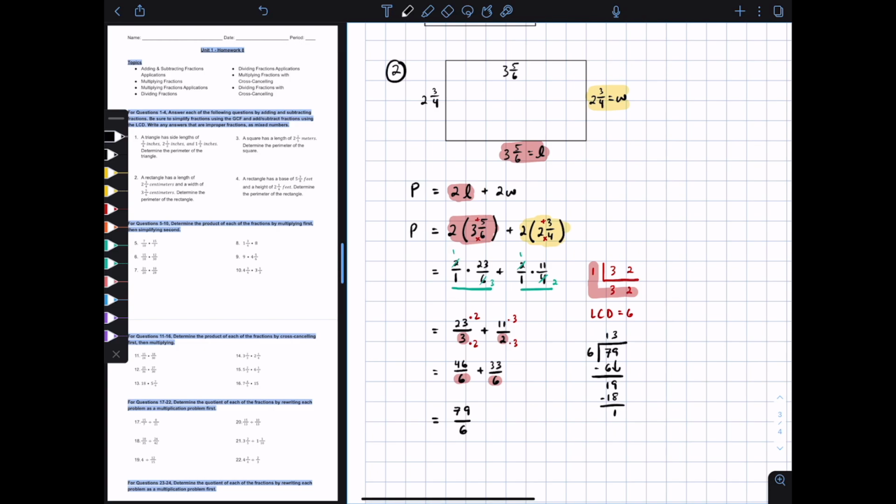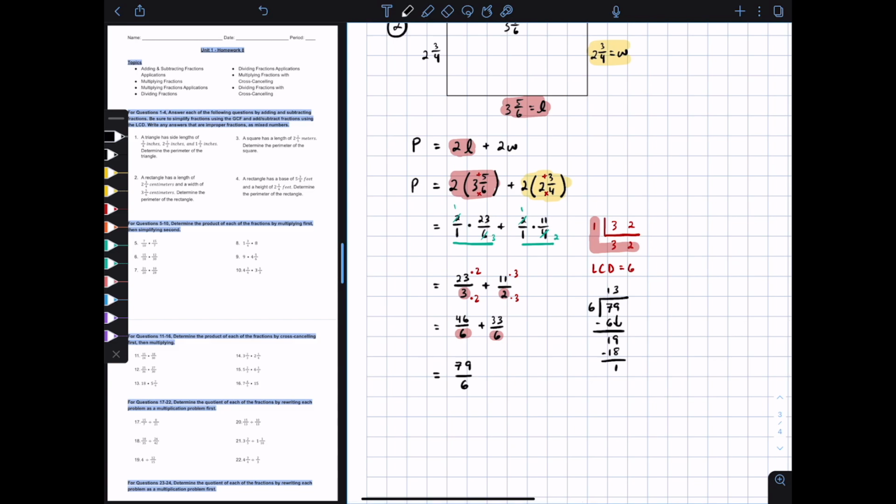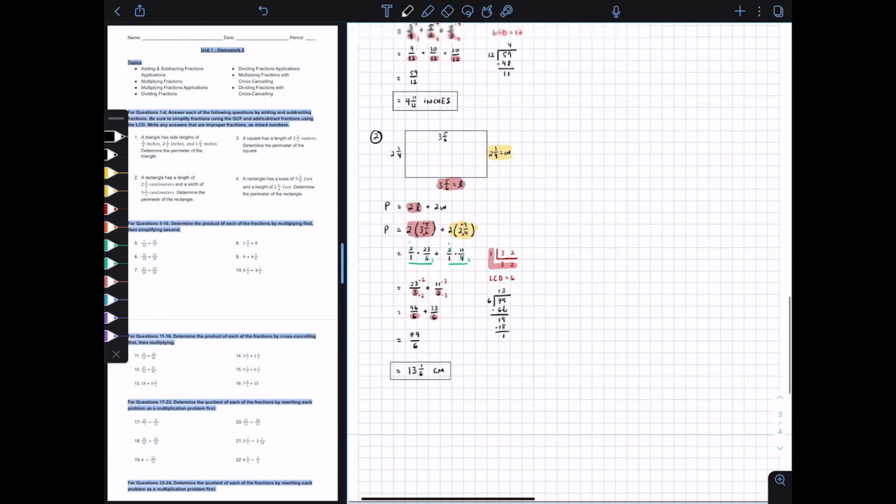So to write our final answer here, the perimeter of this rectangle would be 13 1/6, and I think our units are centimeters, so I'm going to write cm for centimeters. That would be our solution for number 2. That's the perimeter of a rectangle. Okay, let's see what we got here.